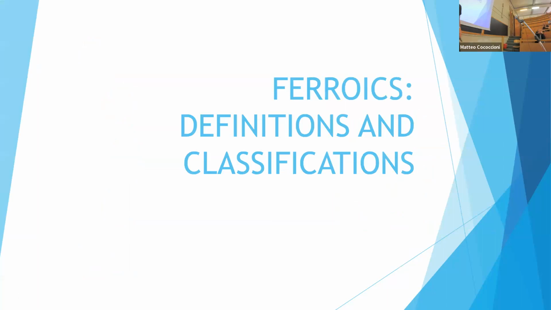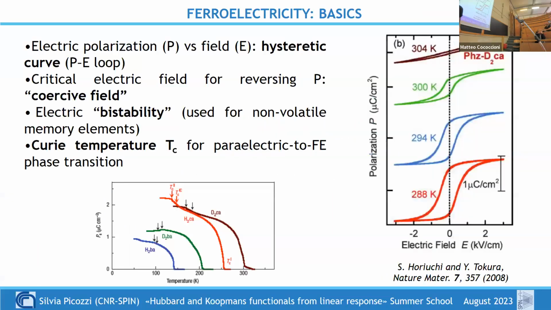Okay, so let me first remind what ferroic materials are. Among the ferroic materials, we have ferroelectric materials. Ferroelectric materials are materials that have a spontaneous polarization developing below an ordering temperature, the so-called Curie temperature. Similar to magnets, they are switchable, but not by a magnetic field, but with an electric field. So you have a hysteresis cycle and a Curie temperature, so they look very similar to ferromagnets, but their order parameter is polarization and not magnetization.